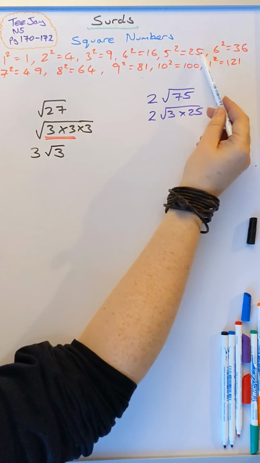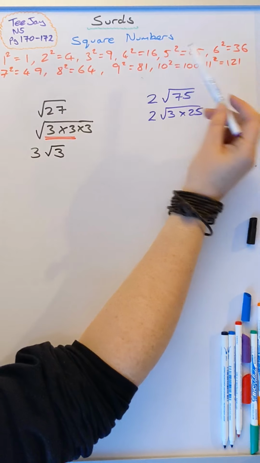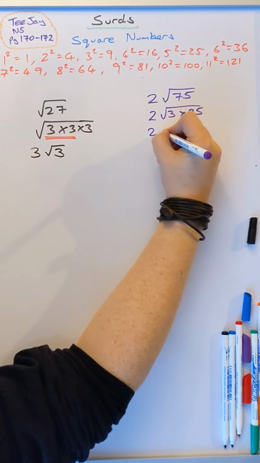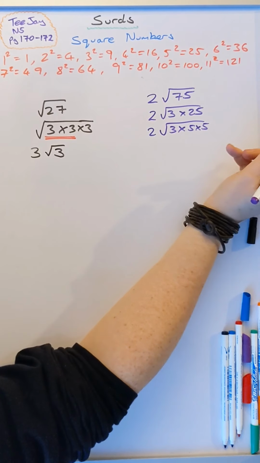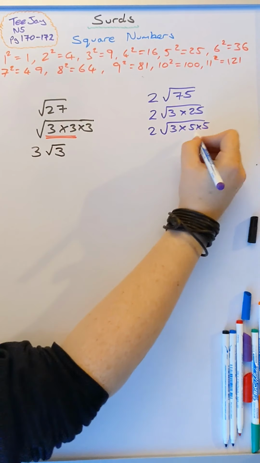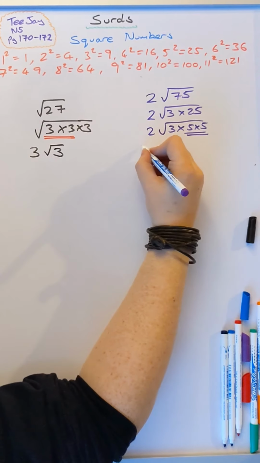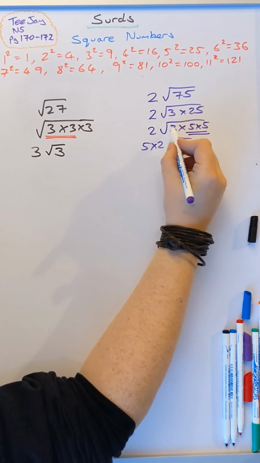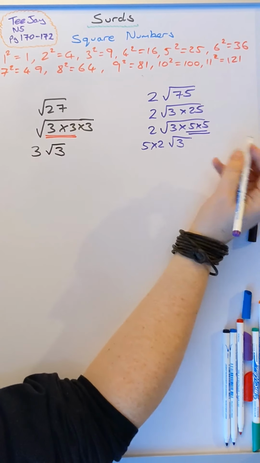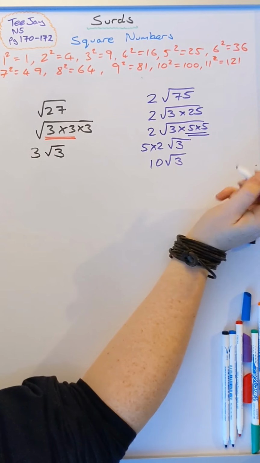Now 25 is one of our square numbers, which is 5 squared. So what I've got is 3 times 5 times 5. I've got a pair, so that 5 comes out the front. So I have 5 times 2 and the root of what's left, which is 3. 5 times 2 is 10, so I have 10 root 3.